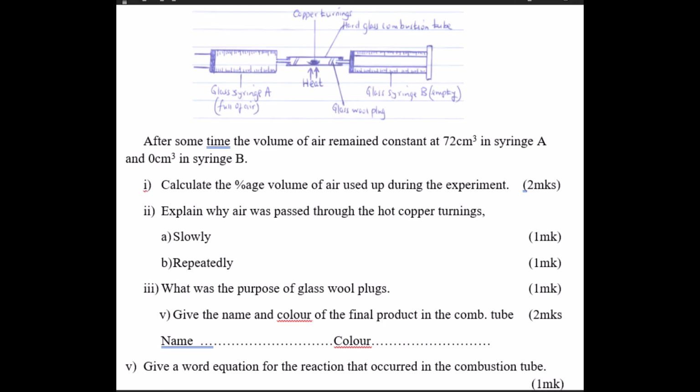Then Roman 5, you give the name and the color of the final product in the combustion tube. And then Roman 5, you write a wordy equation for the reaction taking place inside the combustion tube.